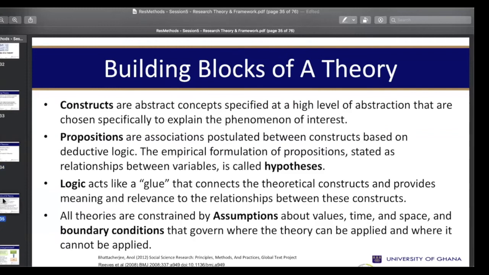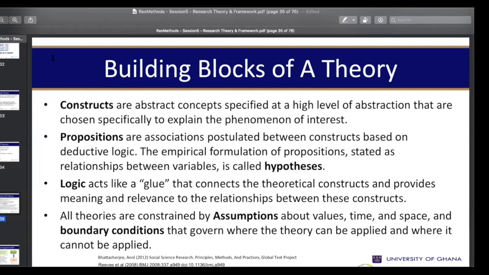Now, there are four building blocks of a theory, the key aspects of a theory. The first one has to do with constructs. Constructs are abstract concepts specified at a high level of abstraction and chosen to simplify or to explain the phenomenon of interest. So when you take the theory of planned behavior, the constructs are what? Attitude, and then what? Subjective norm, and then what again? Intention, and then what again? Actual performance of the behavior, and then what again? Perceived control. So these are the constructs of the study that I express as variables. Variables are just measurable constructs. So sometimes the construct is called attitude, but how do you measure it? Then you have a set of questions that you can use to measure it, or you have another variable that you can use to measure it.